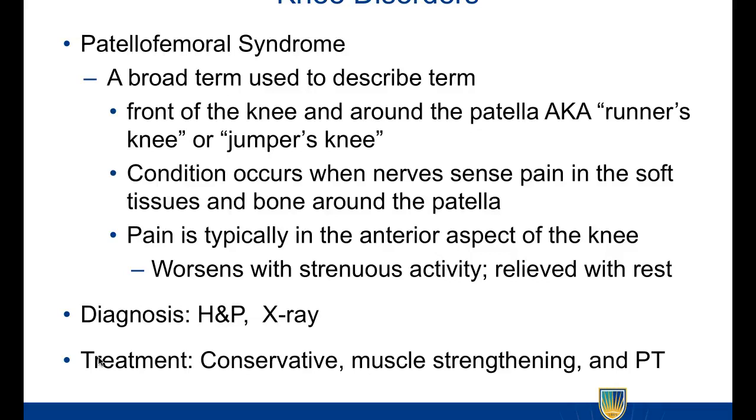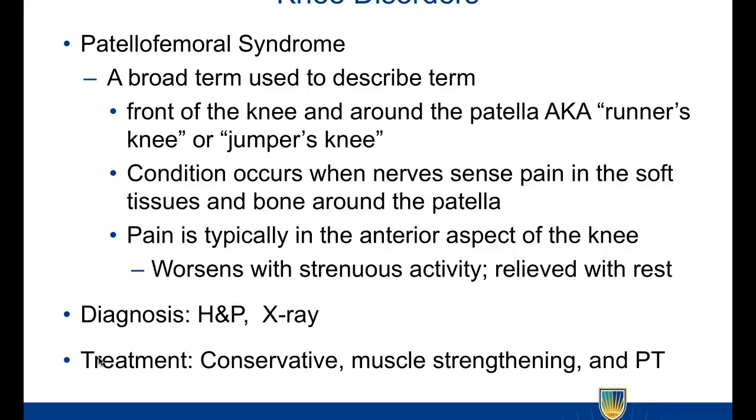In many cases, patellofemoral syndrome is caused by vigorous physical activity or a sudden change in the activity or intensity of an activity. Pain is typically in the anterior aspect of the knee that occurs after a period of strenuous activity but is relieved with rest.